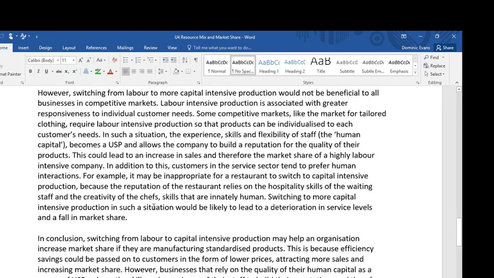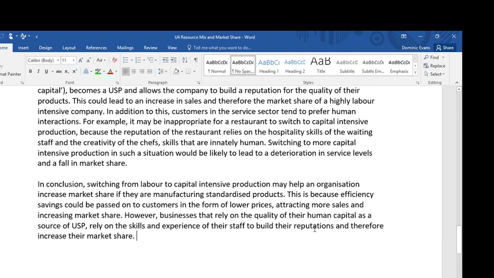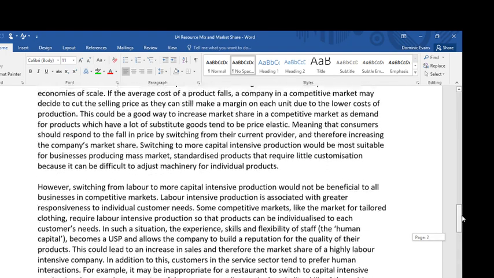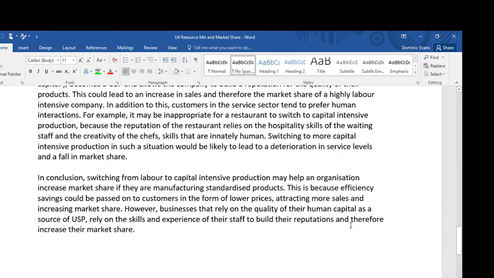But hopefully, despite the slightly repetitive nature of my conclusion, I would imagine that this would be top band or thereabouts. So I hope that was helpful, including a little criticism of the conclusion that I wrote in Time and Conditions.